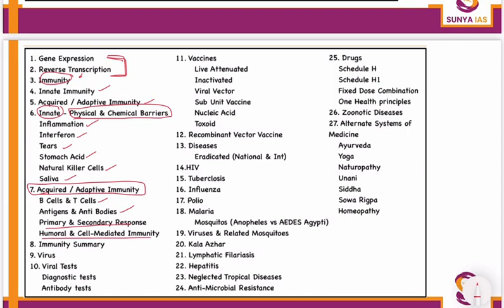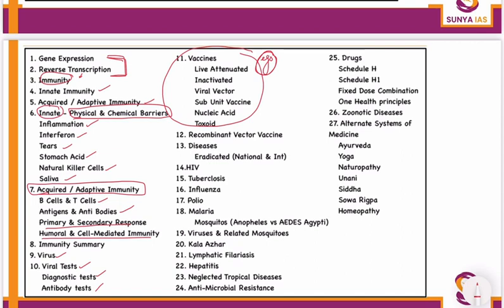Then you have to do the virus. In this you have to do the viral test, diagnostics test, what are the antibody test, and after these tests you have to do the vaccines which were in use. This has been a previous year question as well, so again we cannot skip this aspect. You have to do live attenuated vaccines. Also one important aspect is the examples, so do examples of all these vaccines.